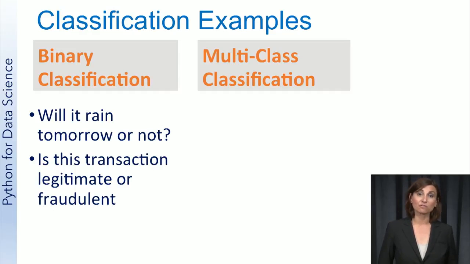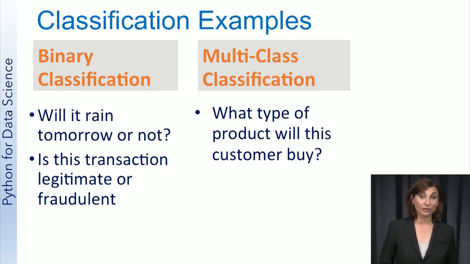Some examples of multi-class classification are predicting the type of product that a customer will buy. In this case, the possible values for the target variable would be product categories such as kitchen, electronics, clothes, and things like that. And there is more than one category of products. So this is a multi-class classification problem.